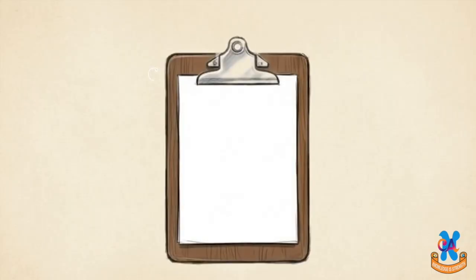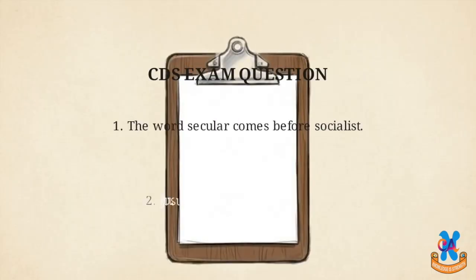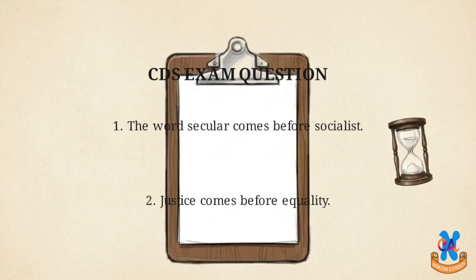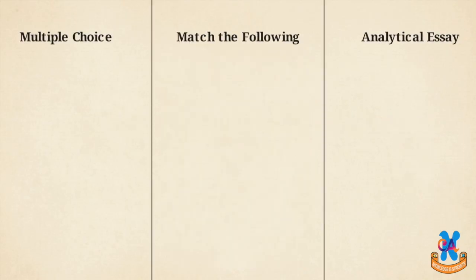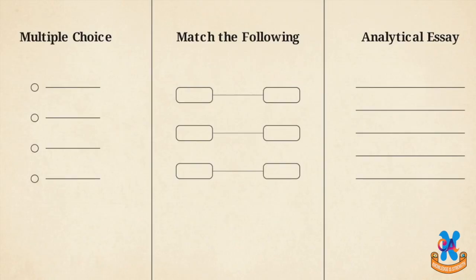Let's apply this to a CDS exam question. Review these 2 statements. Statement 1 is incorrect. Applying the SSDR sequence, socialist appears before secular. Statement 2 is correct. Our JLEF mnemonic places justice before equality. These patterns provide immediate clarity during exams. These tools help you navigate different exam formats. They allow you to quickly resolve objective questions and provide the factual foundation needed to structure arguments in descriptive papers.